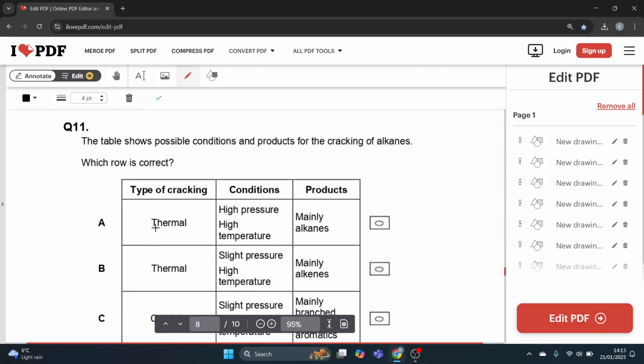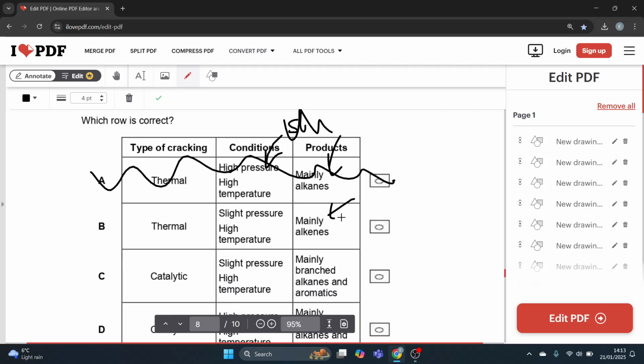Question 11, which row is correct? A, thermal cracking, high pressure, high temperature, no. Products, mainly alkanes, no. We form alkenes. B, form mainly alkenes, slight pressure, high temperature, no. It's high pressure, high temperature. Mainly alkenes, that is correct, but this is incorrect, so yeah.